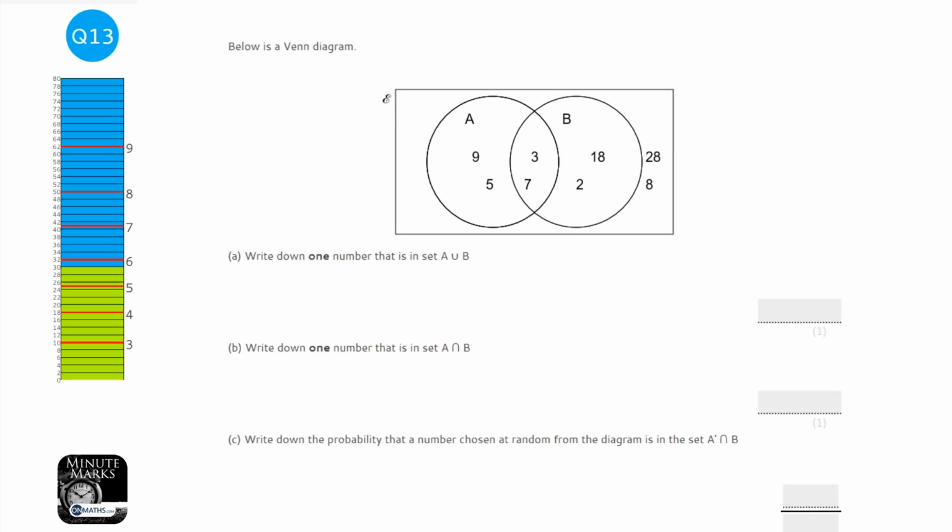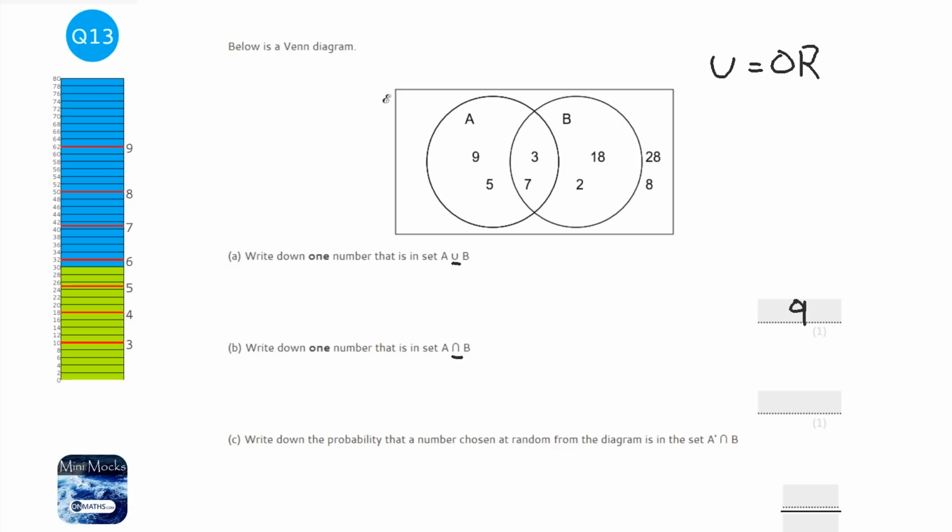Okay, for Venn diagrams, it's really important to understand the notation. This symbol here means union, it just means or. It means it can be in A, or it can be in B, or it can be in both. So it's any number inside either circle. So I could have 9, 5, 3, 7, 18, or 2. Let's go for 9, but the other 5 would be correct.